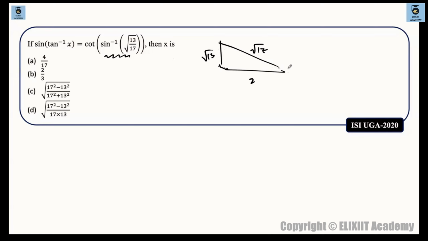So if base is 2, you can now convert this in terms of cot inverse. तो ये बन जाएगा क्या? Cot of cot inverse 2/√13. And you know that cot of cot inverse is always 2/√13. तो sin of tan inverse of x is 2/√13. अब तो क्या ही करना है, आपको सॉल्व ही करना है.